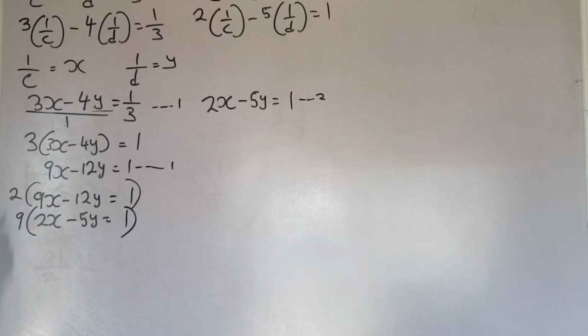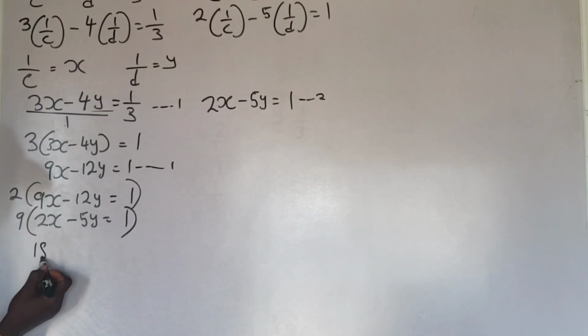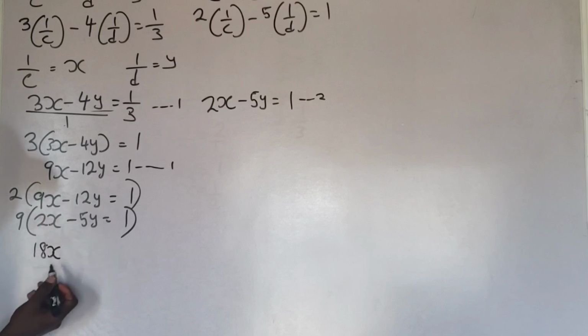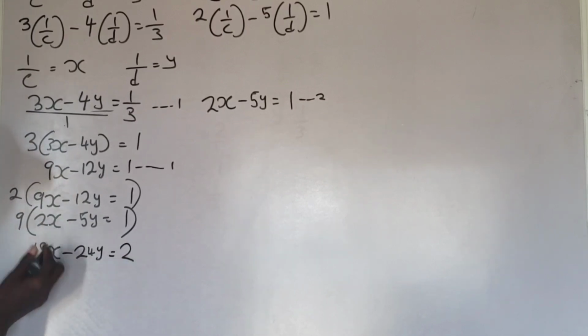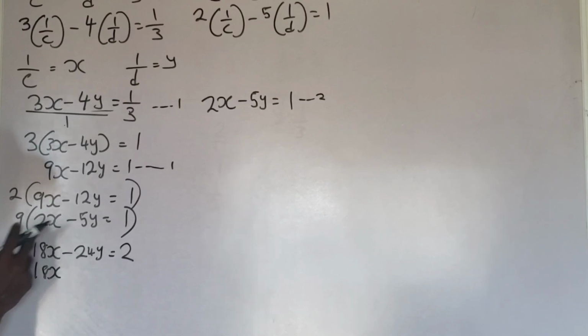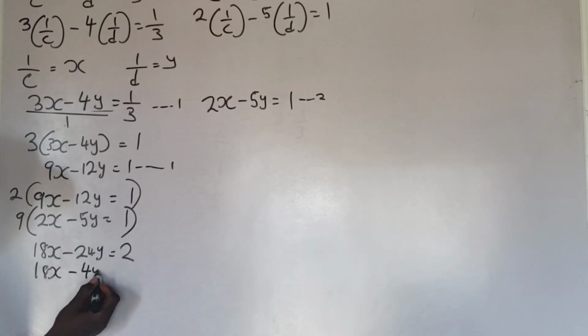To modify the equation such that the unknown that I want to eliminate can be eliminated. So 2 multiplied by 9x is what? 18x. 2 multiplied by negative 12y, that is negative 24y equals to 2. 9 times 2x, 18x. 9 times negative 5, that is negative 45y.